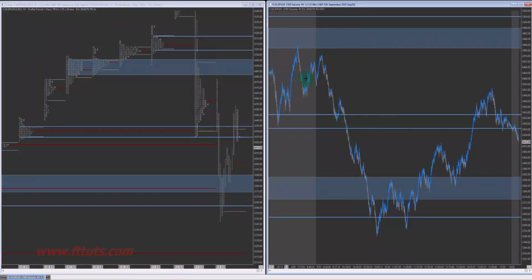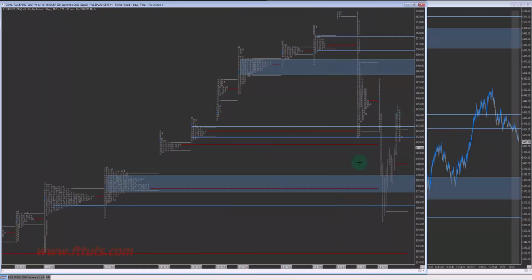Okay, so what happened on the day? What did we think structurally? What were some hypos we could look at and use as we came into the session? Here's the structure we were looking at.